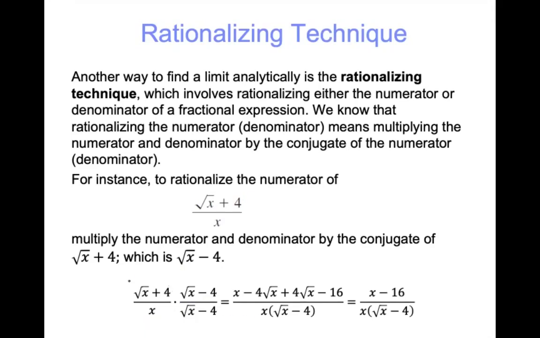So we start out with the square root of x plus 4 over x, and we end up with x minus 16 over x times the square root of x minus 4. So if you're looking for the limit as x approaches 0, you no longer have x alone on the bottom, where when you plug in, you'll get just 0. Now you have x times the square root of x minus 4, so you won't end up with 0 on the bottom.